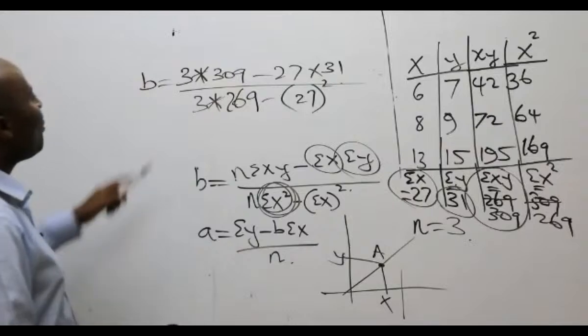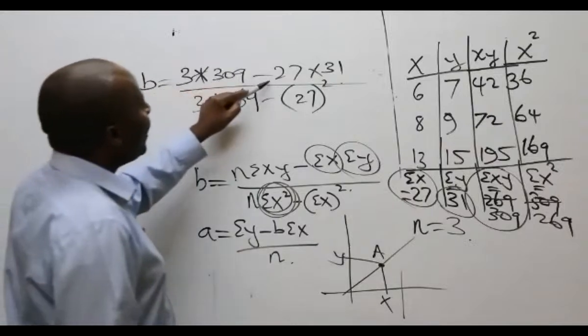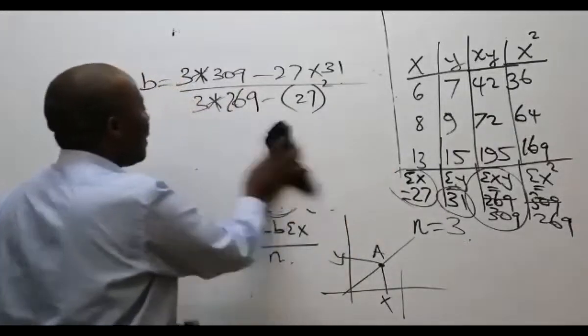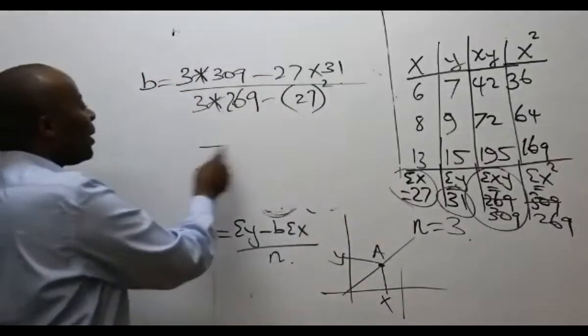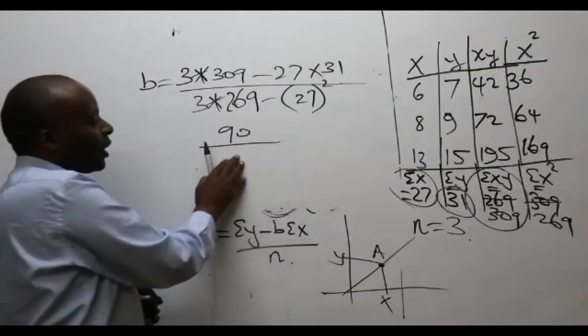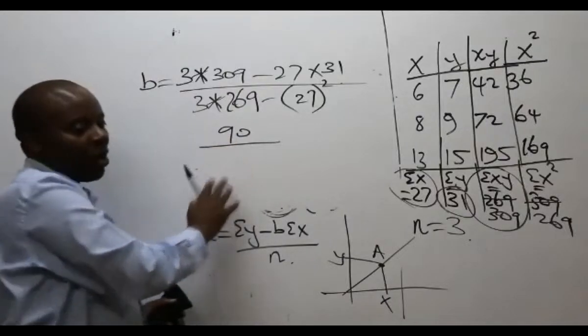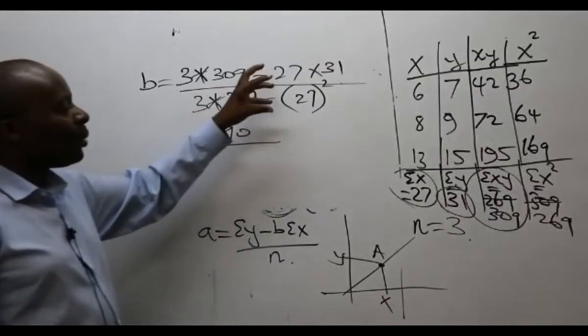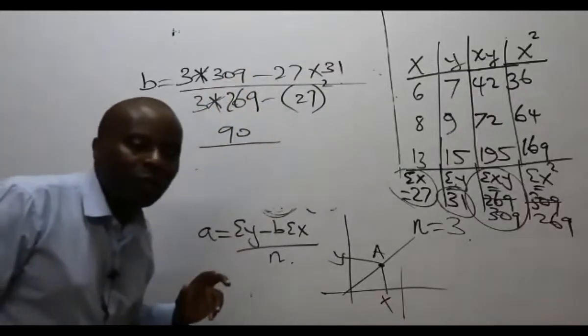James Areba has also said, taking 3 times 309 minus 27 times 31. James Areba says that the numerator is 90. Numerator is 90. Can a different student give me the value of the denominator now? Denominator is 3 times 269 minus open brackets 27 squared.